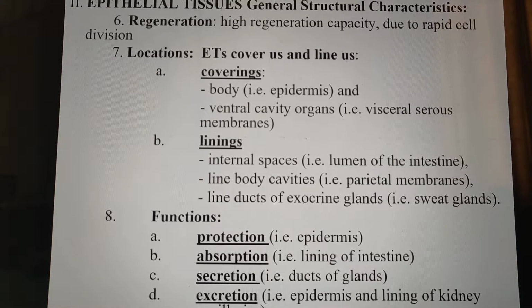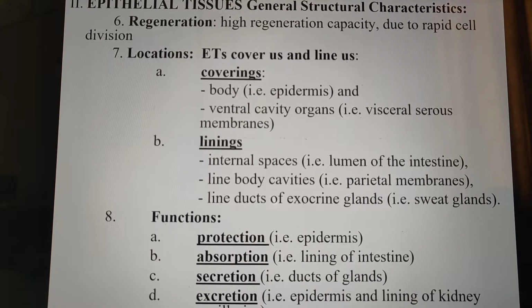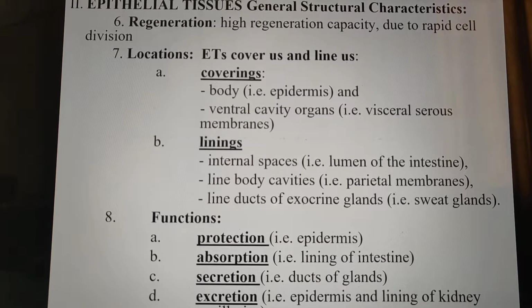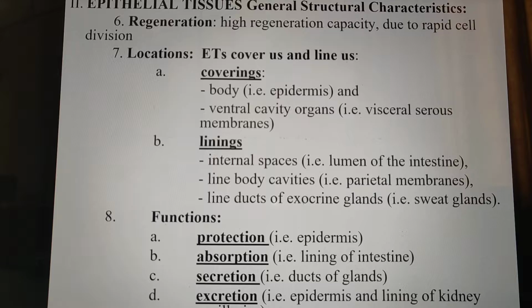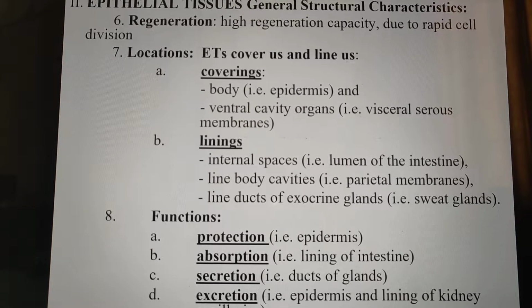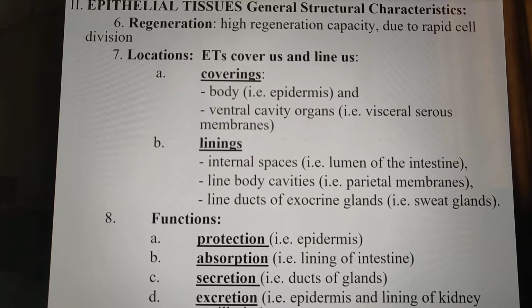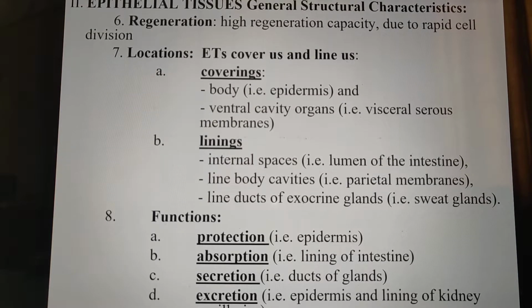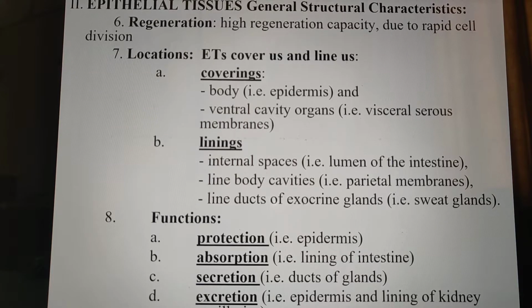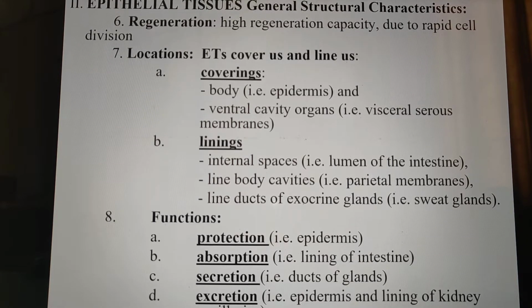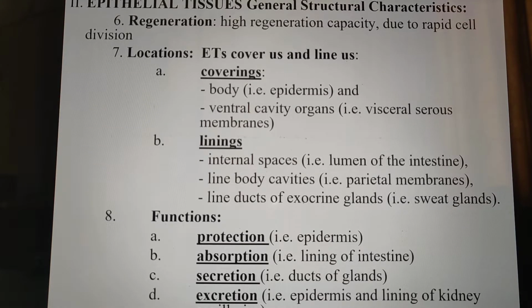Locations: epithelial tissue covers us and lines us. It covers the body, like the epidermis of the skin, and the ventral cavity organs, like visceral serous membranes. It lines internal spaces, like the lumen of the intestine, and body cavities, like the parietal and pleural membranes. It also lines the ducts of exocrine glands, such as sweat glands.